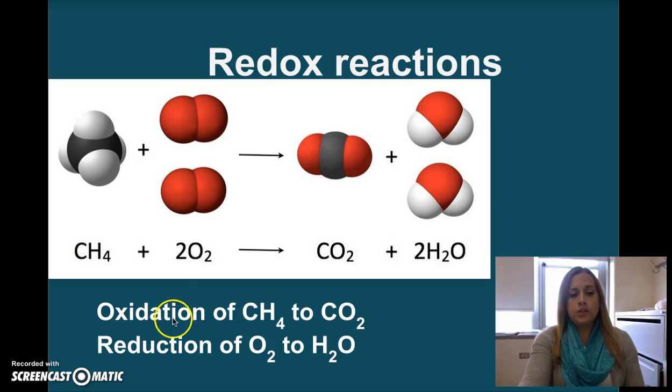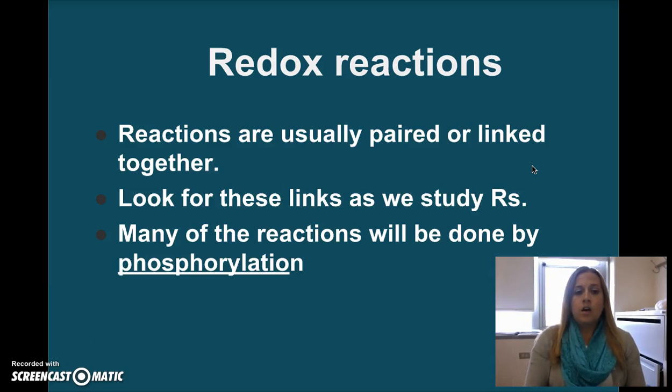And then we have the reduction of oxygen. Here we have oxygen with no hydrogens. Here now we have oxygen with hydrogens attached, so it has been reduced. So this is oxidation and reduction. Again, these reactions are usually linked or paired together. And look for these kinds of things as we study photosynthesis. And a lot of this is going to happen when we talk about phosphorylation.